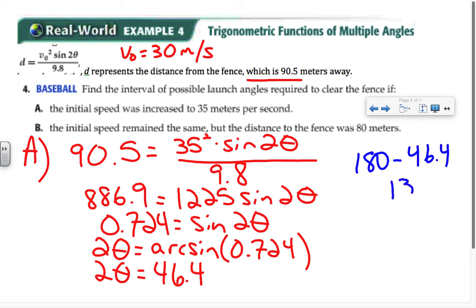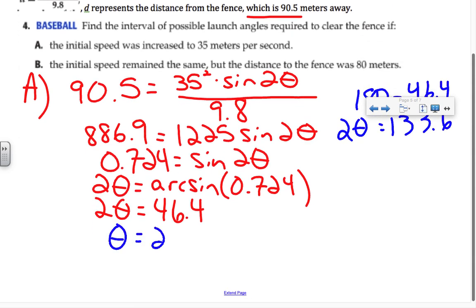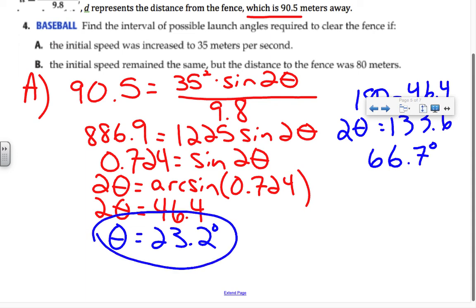Okay, so when I do that, I've got 133.6, also equal to 2 theta. And when I divide by 2 in both of those equations, I end up with one of my possible angles being 23.2, and the other possible angle being 66.7 degrees. So both of these angles, if my initial speed is 35 meters per second, will launch the ball to the fence, which is 90.5 meters away.